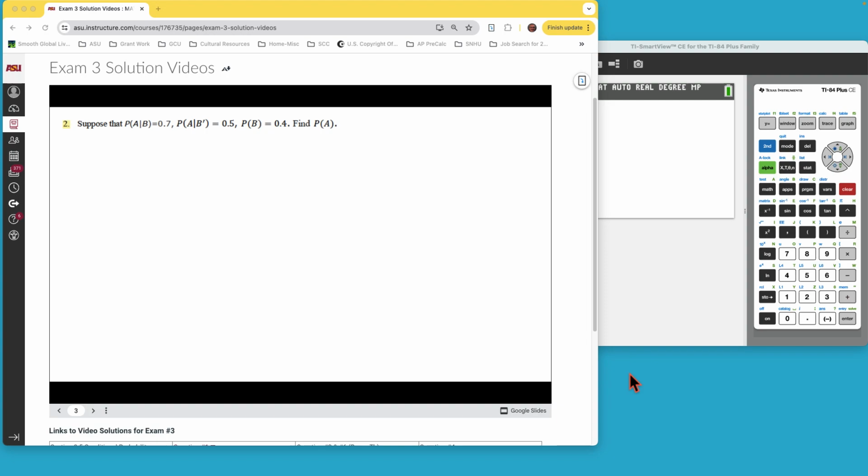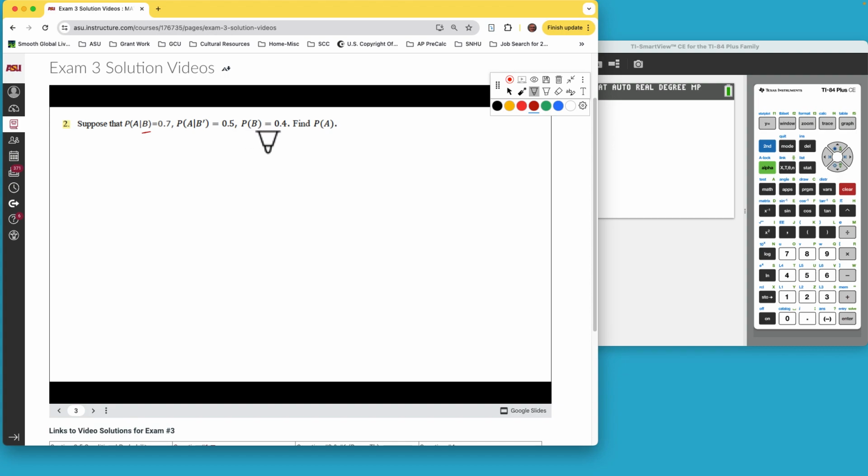Here we go with this. We've been given two conditional probabilities for this question. If B happened, then the probability of A happening is 70%. If B didn't happen, then the probability of A happening is 0.5.